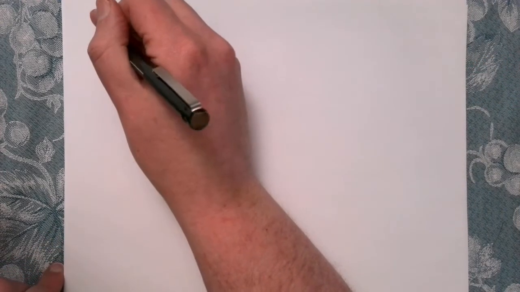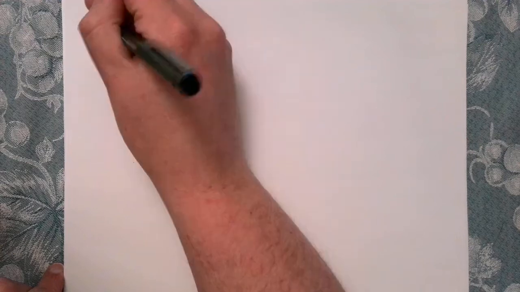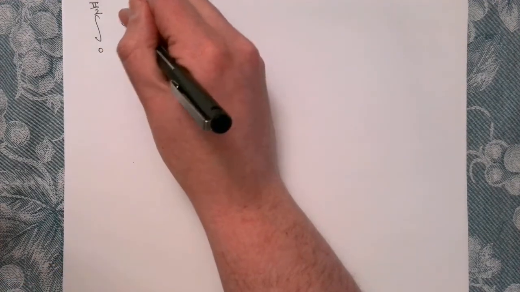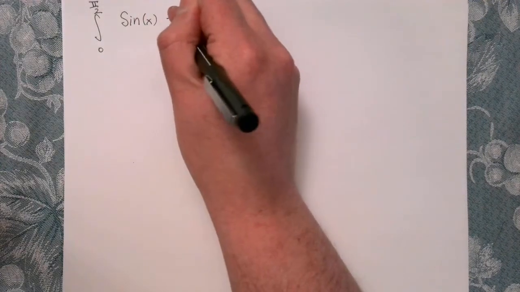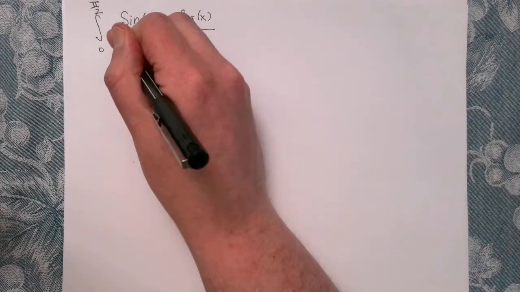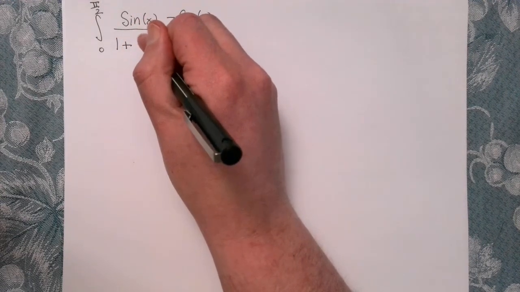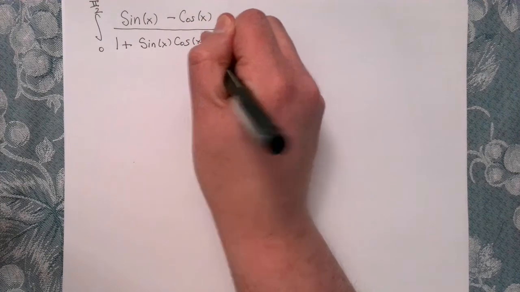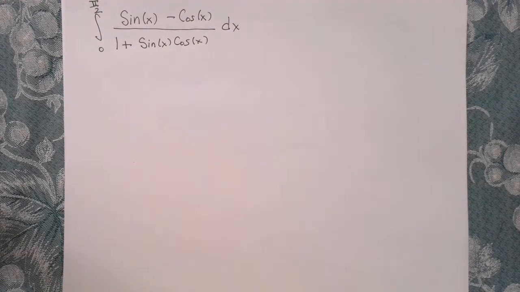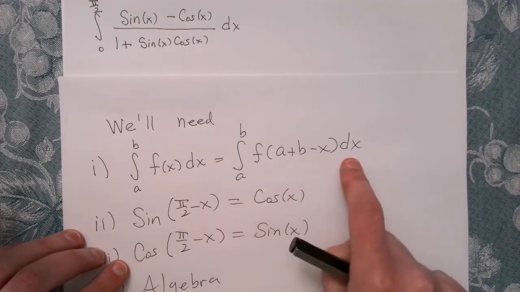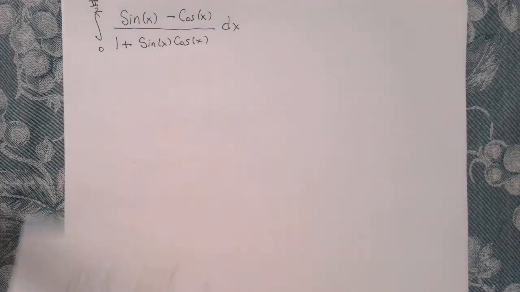Okay, so here we go. This is the problem that we want to solve. So we've got the integral from 0 to pi over 2. We've got sine of x minus cosine of x over 1 plus the product of sine of x and cosine of x, dx, of course. So step one, we're going to use that classic result that this equals this. Okay, so let's go for it.